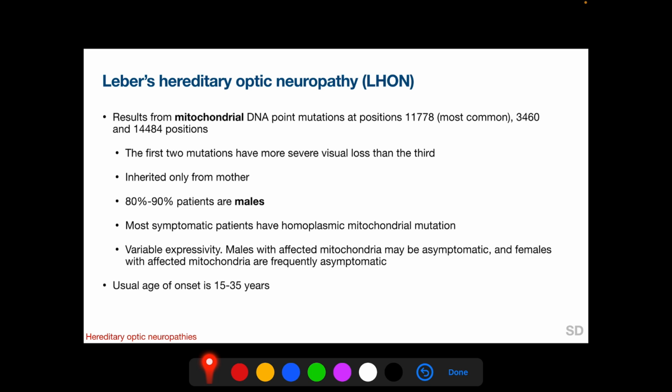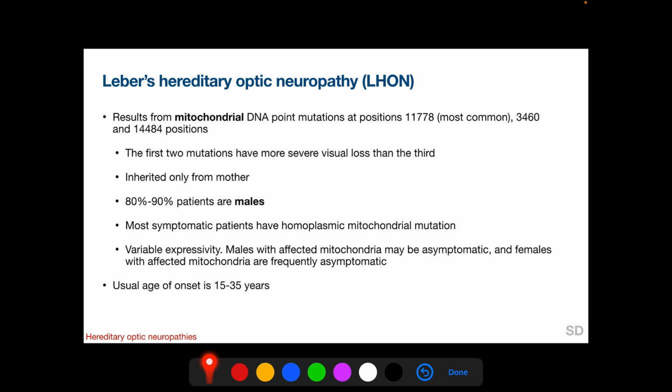Leber's hereditary optic neuropathy or LHON results from mitochondrial DNA point mutations, and there are several loci which have been identified. We have the 11778, the most common, the 3460 and the 14484 positions. The first two mutations have more severe visual loss than the third. Being a mitochondrial mutation, LHON is inherited only from the mother, but females are affected much less than males. 80 to 90% of LHON patients are males.